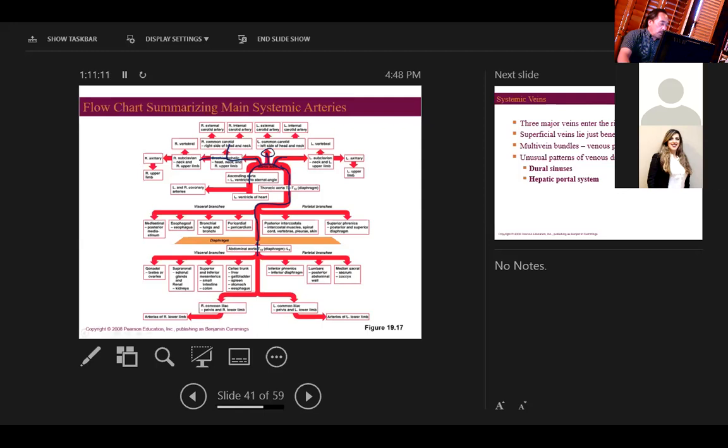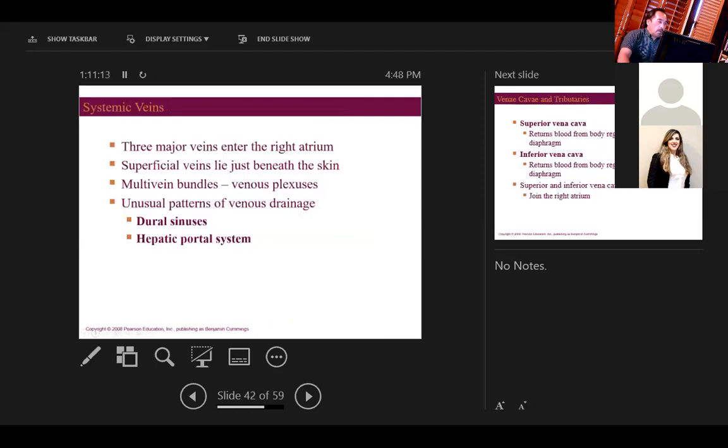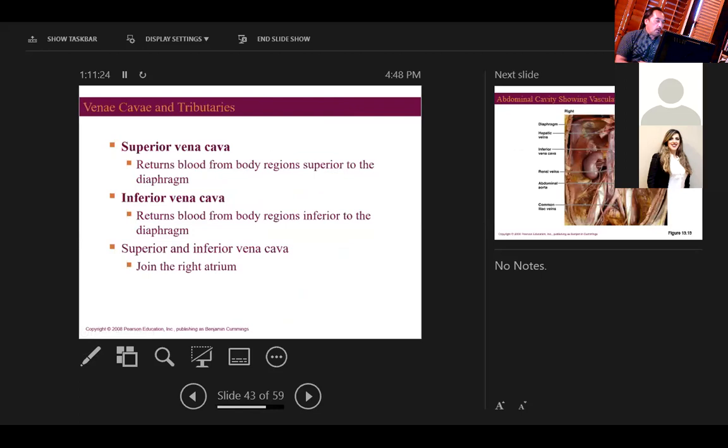Okay, so you don't see in the arterial system, you only see in the venous system, and that is going to be the dural sinus and a hepatic portal system. Okay, so what is a dural sinus? So on the brain, the blood vessel on the brain will actually be not a blood vessel of the vein. It's actually made out of a dura with a sinus in the middle. So it's a cavity of the dura mater, and that is the one that goes into the brain.